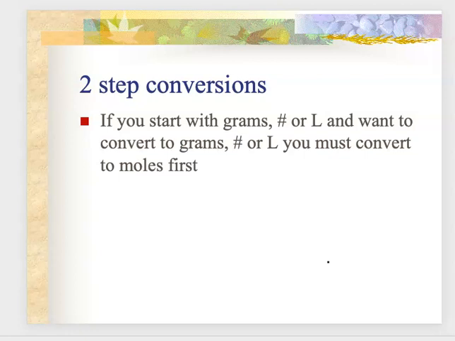If you're doing 2-step conversions, you need to do that in 2 separate steps using the divide in, multiply out method, or you can stack them together using the conversion factor method like we've done in the past. I'm not going to go over any examples of those.